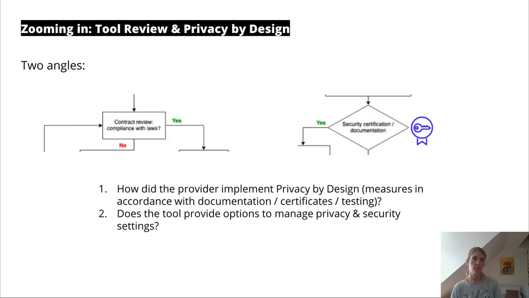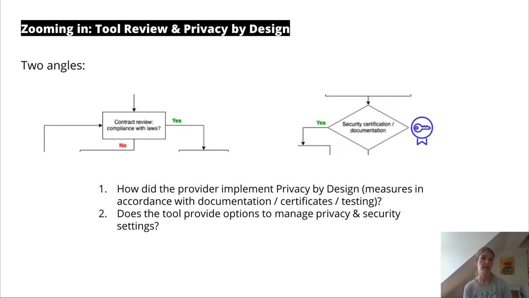But you're maybe now wondering, what has that to do with privacy by design? There are two angles where we look a bit deeper than I just mentioned. That is a contract review, and that is a security certification documentation. In both parts, we are deeply looking into what kind of measures the provider has implemented regarding privacy by design. Are there any measures in their documentation? Can we see that from the certificates?